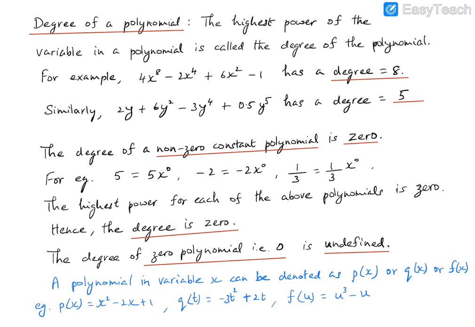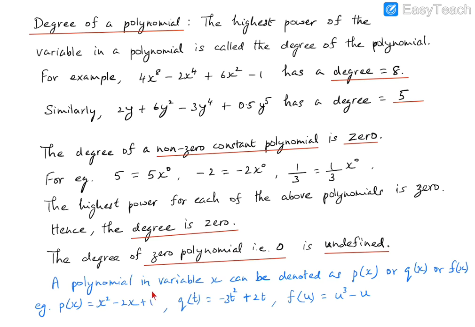Now, in general, when we write a polynomial expression in a particular variable x or y or z or t or u, we can simply denote that expression as some function. Okay, like we have put here, it's a function of x, p of x or q of x or f of x or something like that.